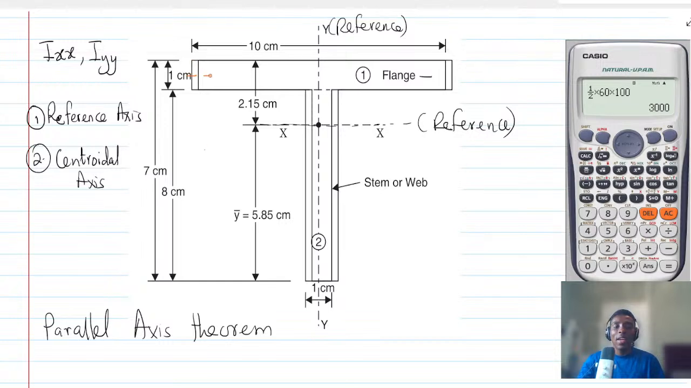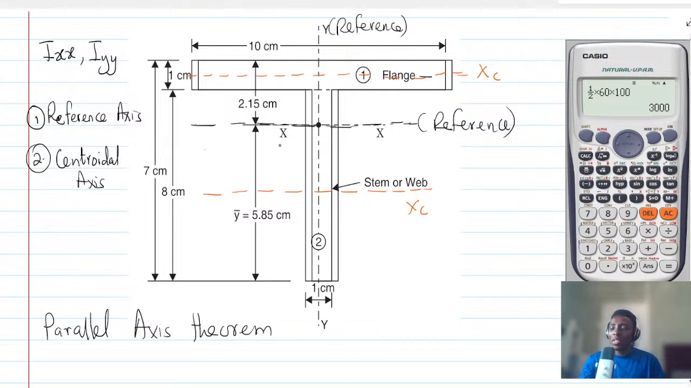So let's say that the x axis over here is the centroidal x axis which is passing through the centroid. Okay. And then this area 2 is also having another centroidal axis which is passing through the centroid. Okay, so there is a reference x-axis. This is the reference x-axis.